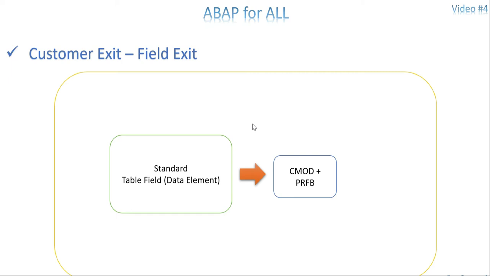And then go to C mode, and we need one more transaction called PRFB. Once we get into the C mode, we need to make use of this second transaction. Okay, and we need a place to write the code for a field exit. Again, it comes to a function module only. This function module, we are going to create it. The name is going to be decided by SAP, but we are going to create it. So create a function module.